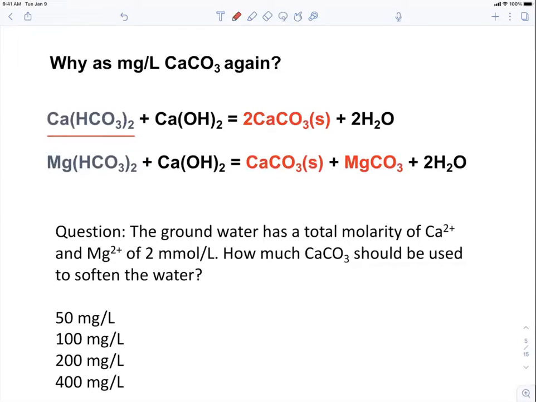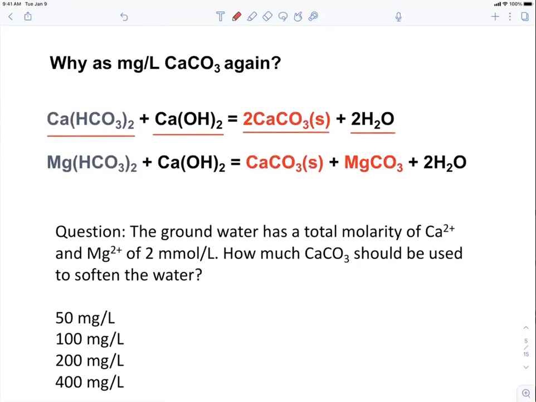right? So what's happening is that we're going to put the calcium hydroxide into the water. And then these two can react with each other to form two moles of the calcium carbonate, right? These are solids. We remove the hardness ions in the water and then form water.